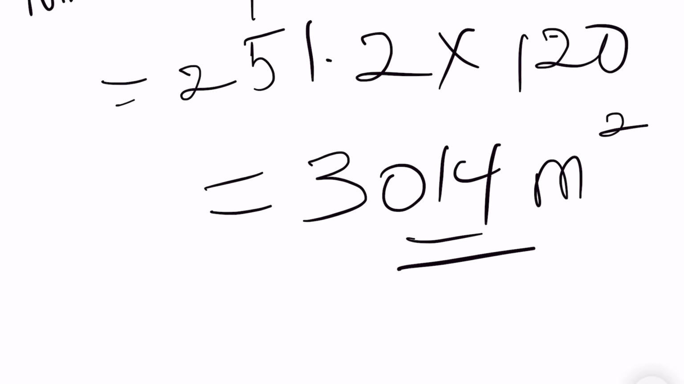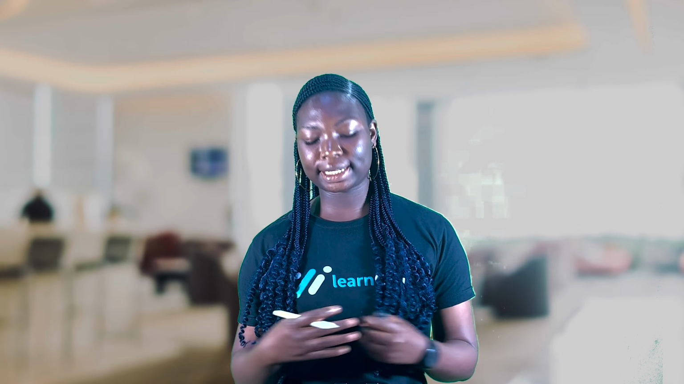So now we've gotten our rate required. We've gotten the cost of the canvas required to make the tent at the rate of 120 per meter squared. So it is 30,144. So in the next class, we'll be solving more examples on mensuration.